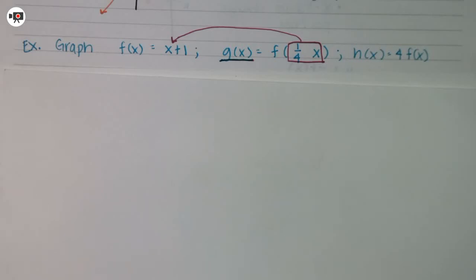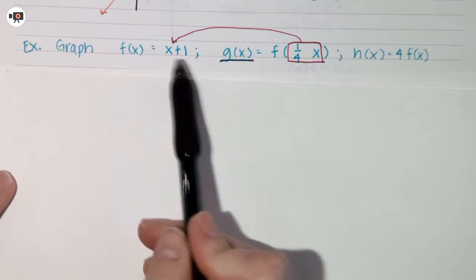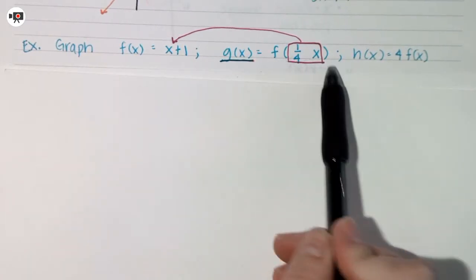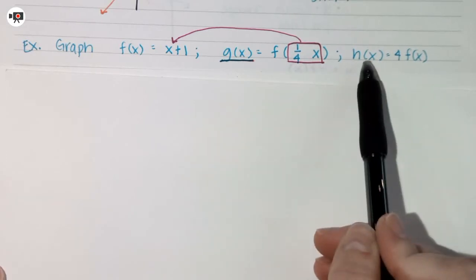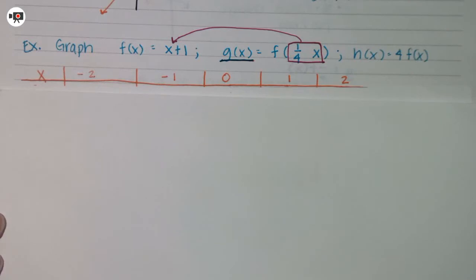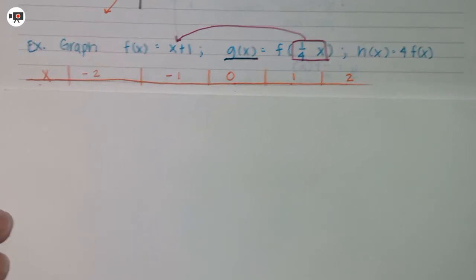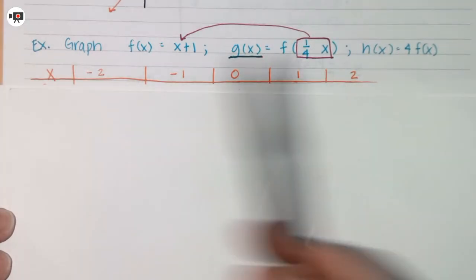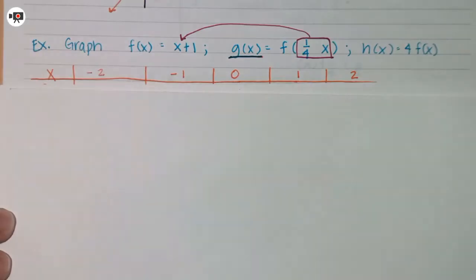We are continuing graphing of 3.6. So if we were to graph f of x equals x plus 1, g of x equals f of 1/4 x, and h of x equals 4 times f of x. First, I'm going to start by picking some x values. These x values I'm going to plug in first to f of x to get what is f of x.